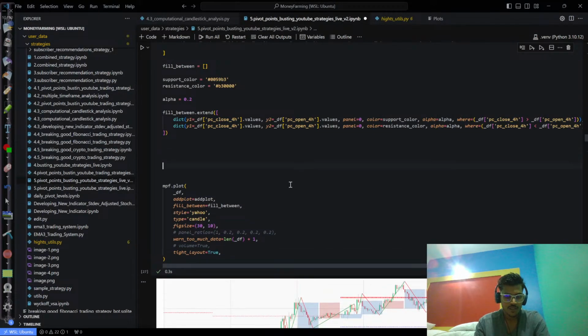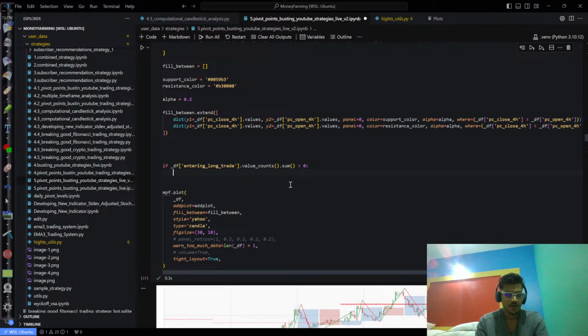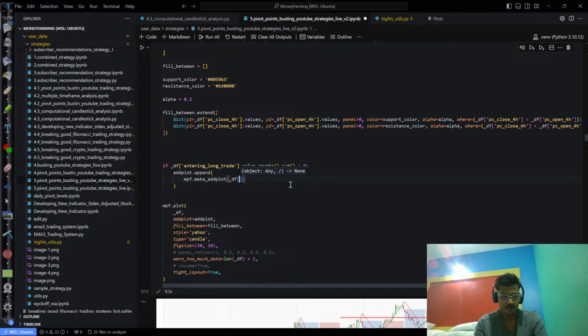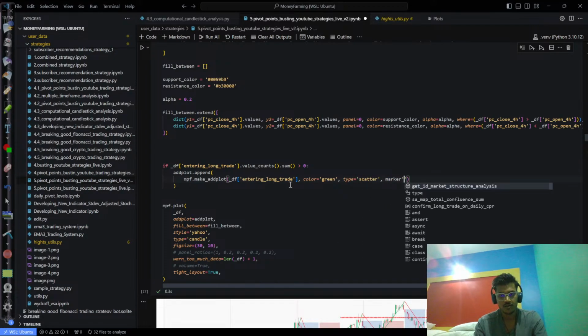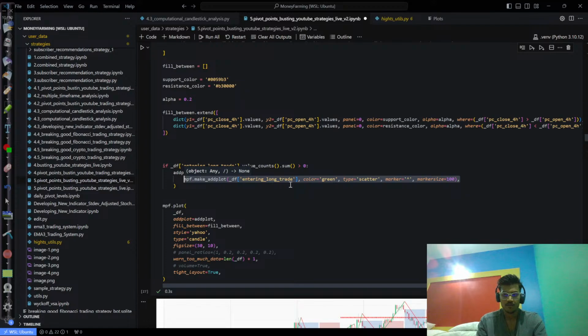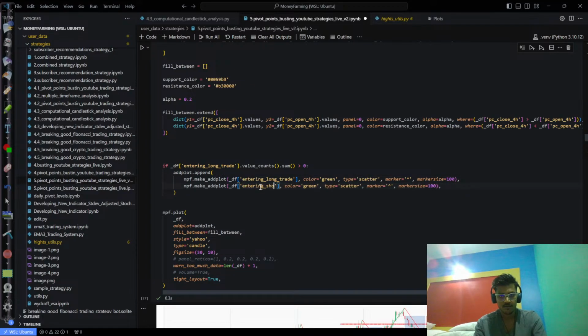So here I'm gonna run some. So if entering long trade, the value counts or sum is greater than 0, then I want to plot, right? So add plot dot append mpf dot make add plot, and this is going to be entering long trade, and then color is going to be green, type is going to be scatter, and marker is going to be this. Marker size is going to be 100, I guess. Okay, so go home there, entering short trade, and here it's going to be red. So this one is going to be changing to V.